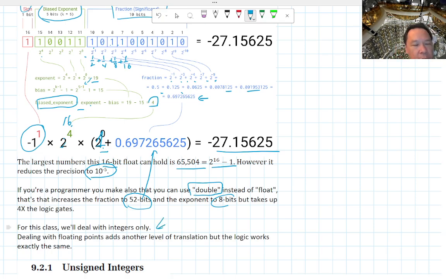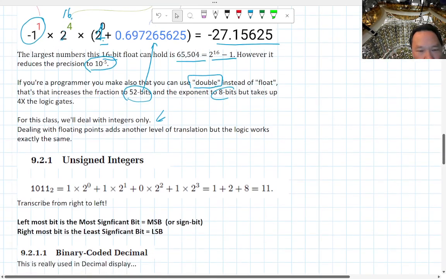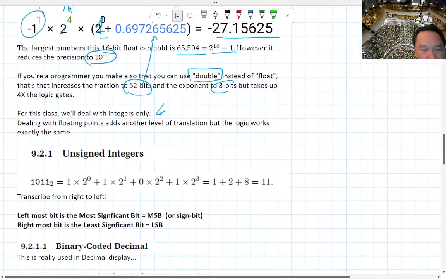In this class, we're going to deal with integers only, just so that we don't have this additional translational error layer. All the math works exactly the same in binary. It's just when we have to translate to decimal, that's when we have to do this little exponent and fraction mapping. All right. So let's talk about unsigned integers first. We're going to deal with the signed ones right after this.